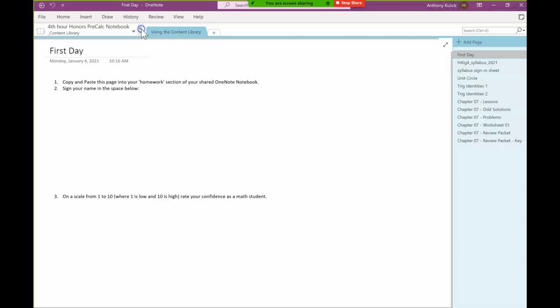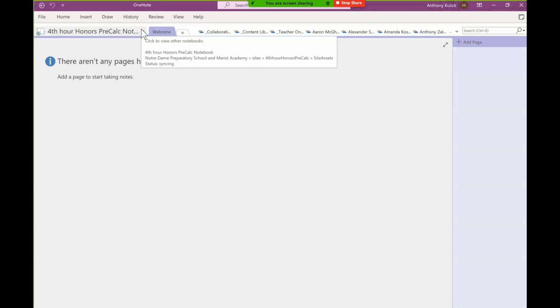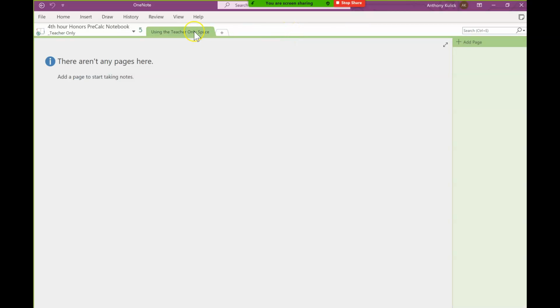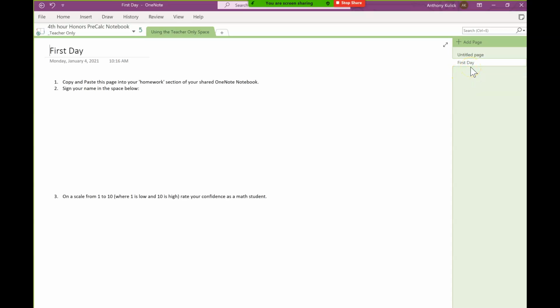And then you'll back up using that little arrow next to the welcome part. And then you'll pick your name. I'm going to click on teacher only because that's my space. And then over here on the right, you can right click and click paste, and it'll dump that first day page in there. And then you can fill that out. So if you haven't done that yet, take a moment and put that in there for me.